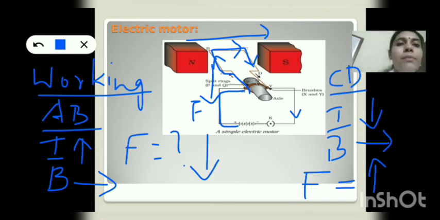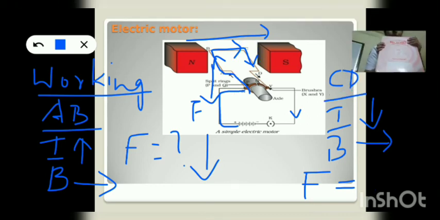Okay, so here on the side CD the force acts upwards. So you can see two forces, and these two forces are equal and opposite. On the side AB, force acts downwards, and on the side CD, force acts upwards. So what happens to our rectangular coil? As a result, the side AB of the rectangular coil moves downwards and CD of the rectangular coil moves upwards. Just look at this book.